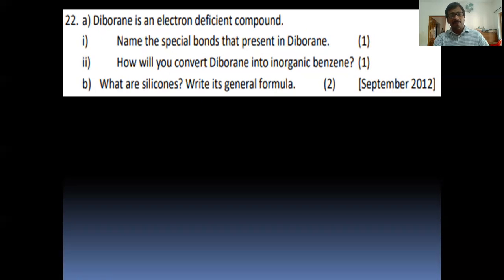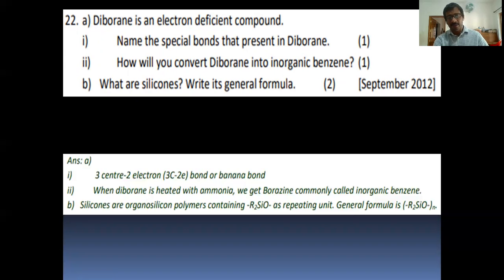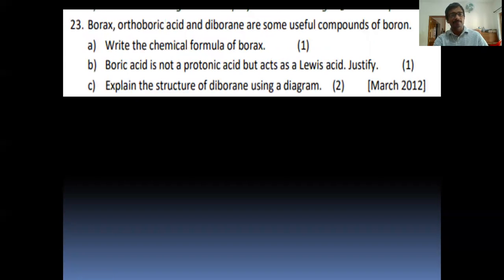Diborane is an electron deficient compound. Name the special bonds that are present in diborane. It is the hydrogen bridge bond, that is a 3-center 2-electron bond. What are silicones? Write its general formula. A repeated question. Silicones are organosilicon polymers. General formula (R2SiO)n. You can see the answer.